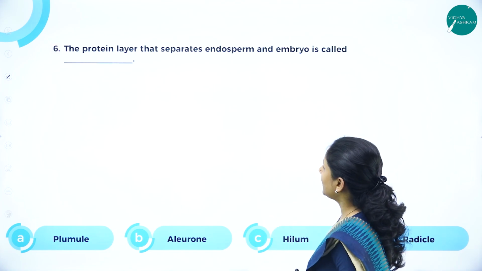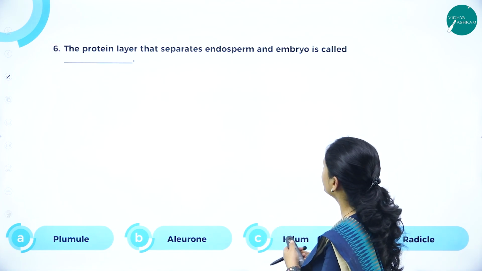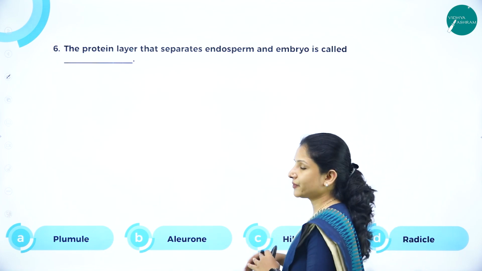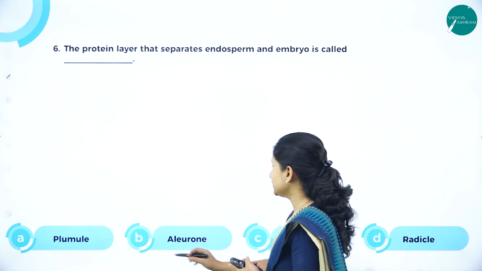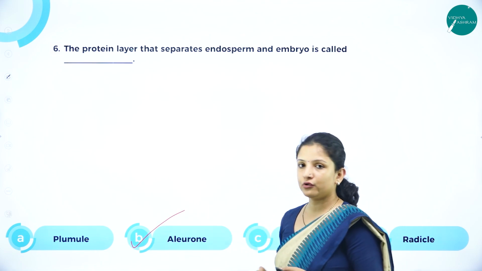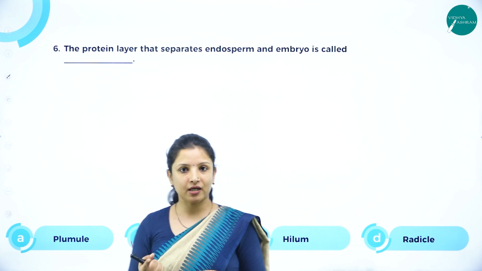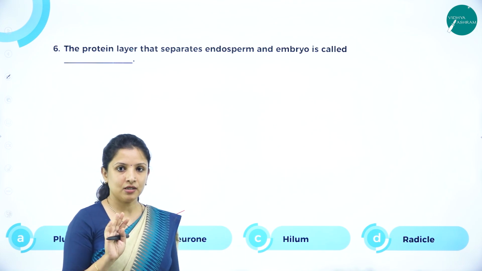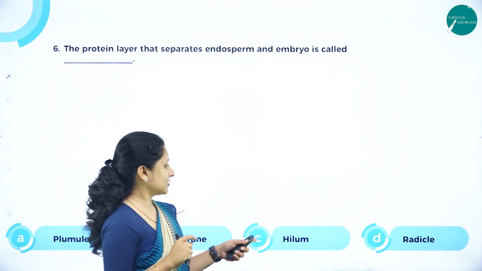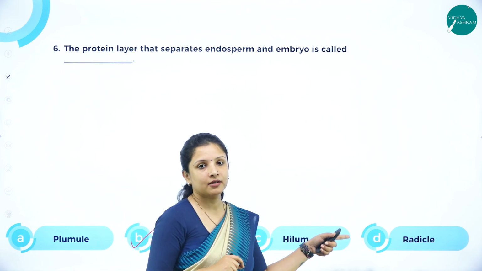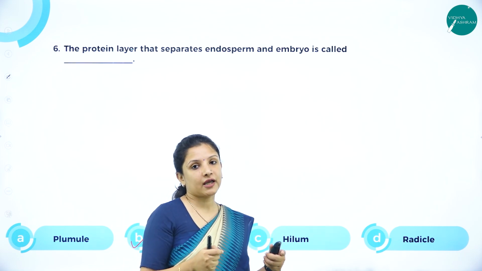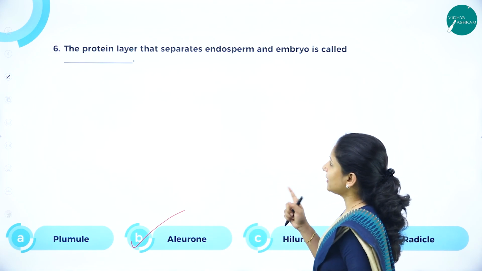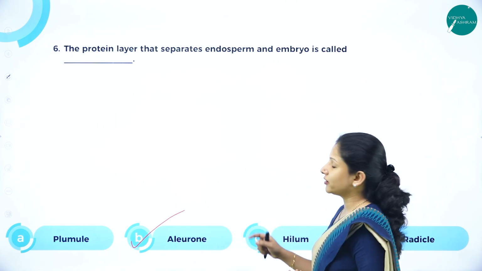Next one, the protein layer that separates endosperm and embryo is called? In monocots, there is a protein layer that separates the endosperm and the embryo, that is called the aleurone layer. Plumule is the shoot producing region in the embryonal axis. Hilum is nothing but the scar present in the seed, that white scar in the monocot seed. Radicle is the lower portion of the embryonal axis from where the root arises. So therefore, the right answer here is the aleurone layer.